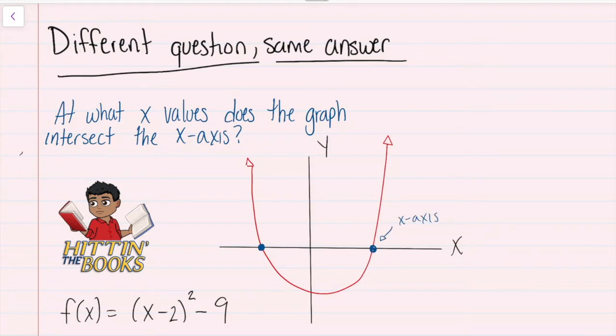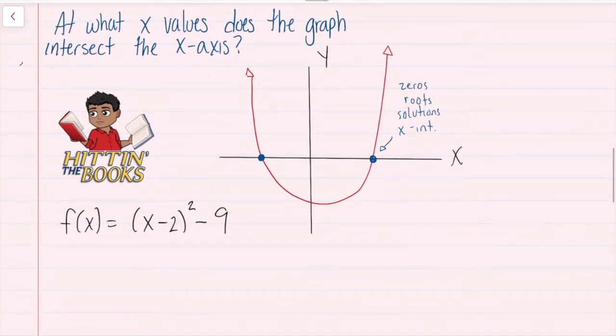Sometimes they call them x-intercepts. Sometimes they call them solutions. Sometimes they call them roots. And sometimes they call them zeros. These are 4 different words, but they all mean the same thing. Now, let's talk about how do we find it using this equation then.